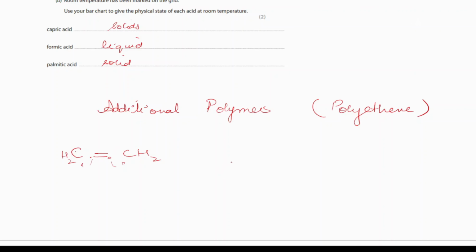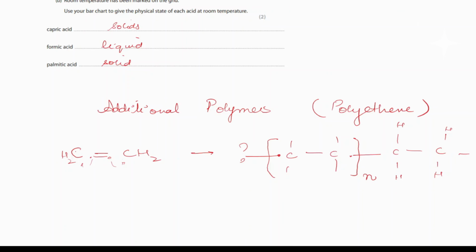Simple. So in addition polymers, what would happen? These bonds would be shared over here with other units of ethene. So this unit of ethene would be repeated multiple times. Again, we would have ethene over here and here, here and here. Similar would be here. A unit of ethene would be repeated many times.